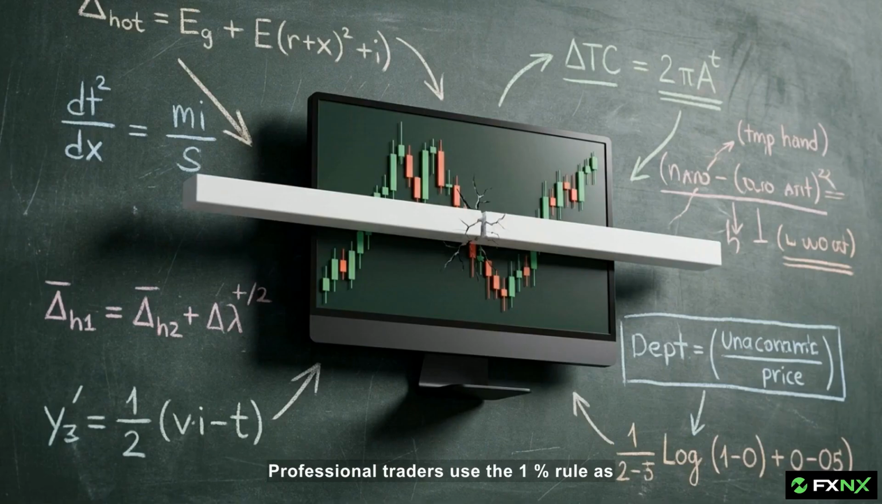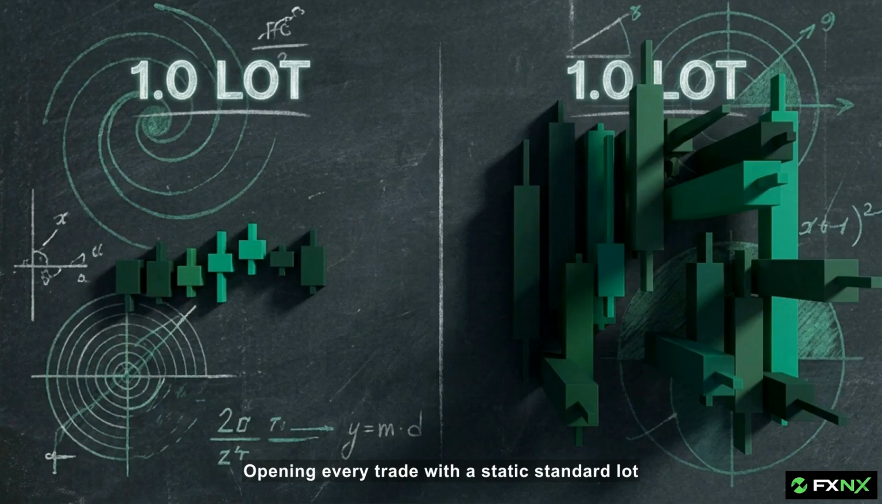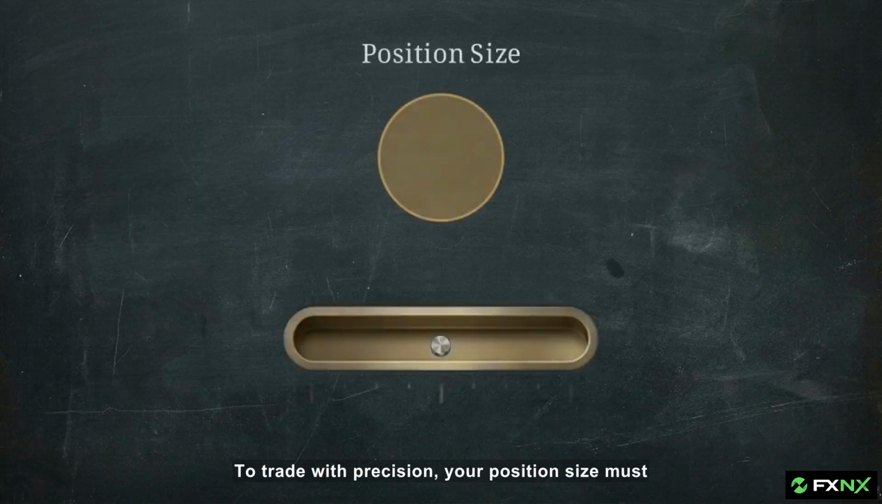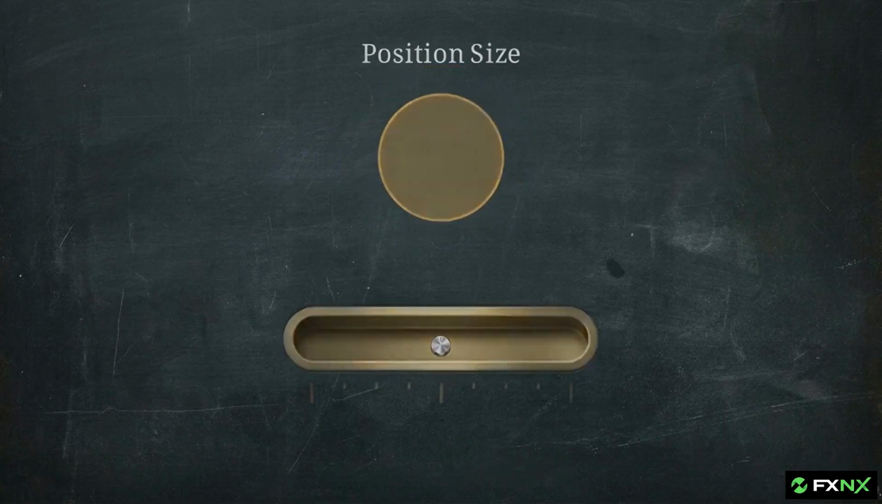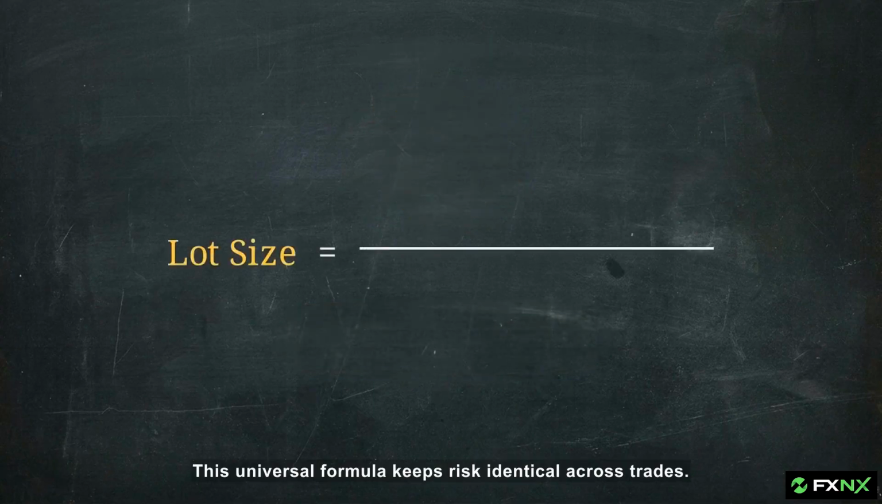Professional traders use the 1% rule as an absolute ceiling to ensure their drawdowns remain within a manageable range. Opening every trade with a static, standard lot ignores the reality of market volatility. To trade with precision, your position size must be a variable, not a constant. This universal formula keeps risk identical across trades.